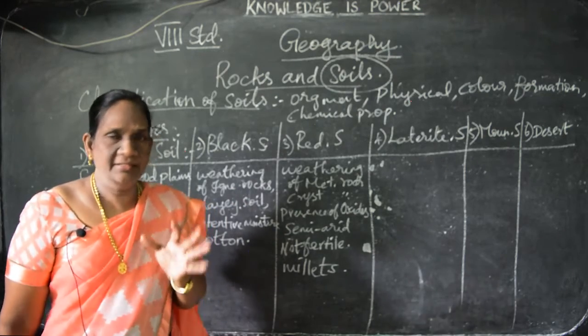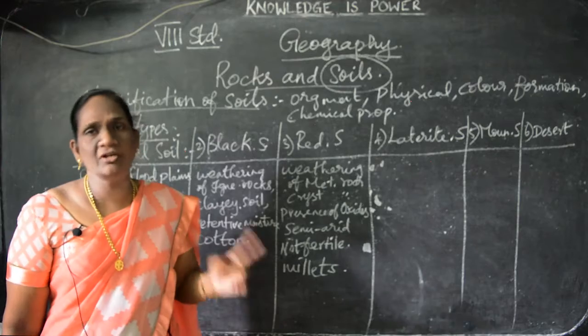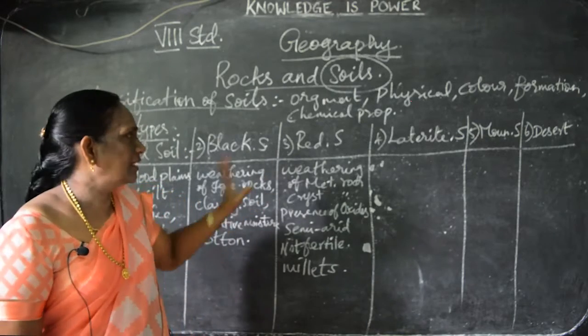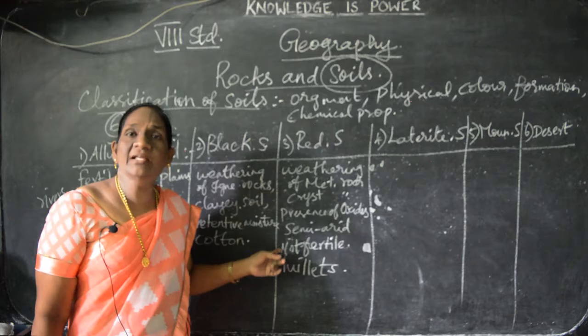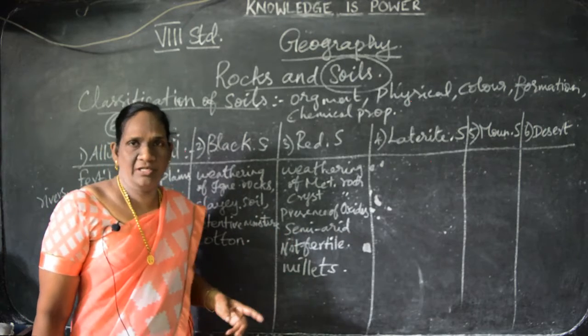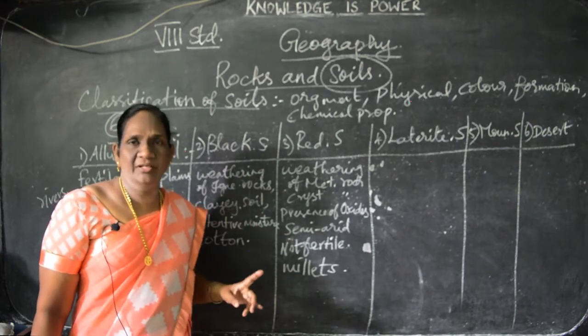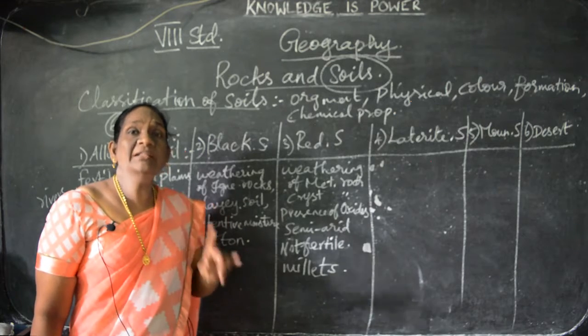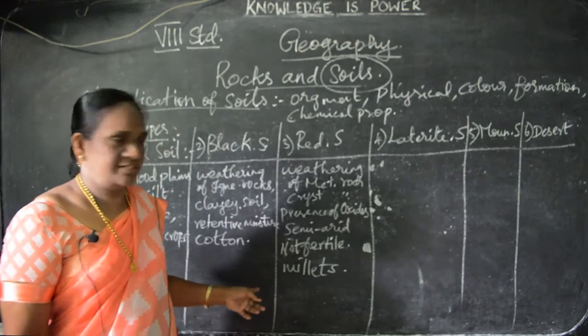Oxide is there, that chemical, that oxide is in it. So because of the presence of oxide, we can see the red soil is red in color, and we can see this red soil in the semi-arid region only. Understand? And it is not very fertile soil, so only millets we can cultivate. Millets only will grow in this red soil.